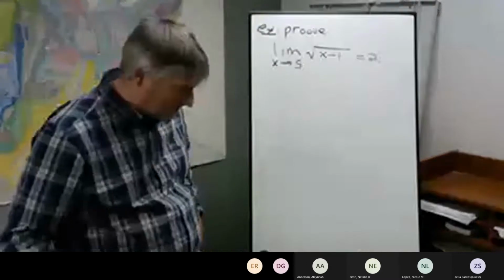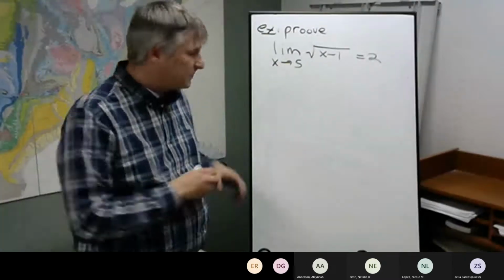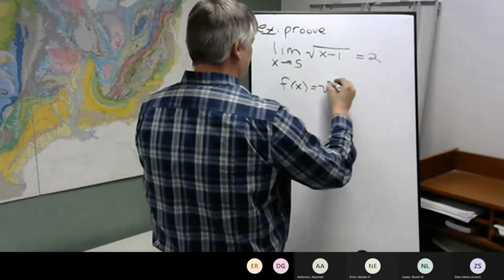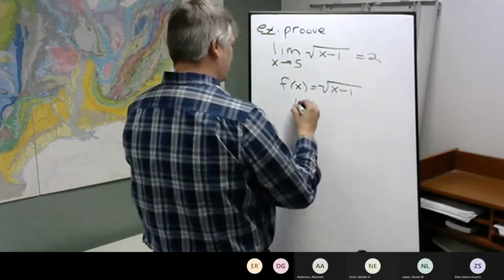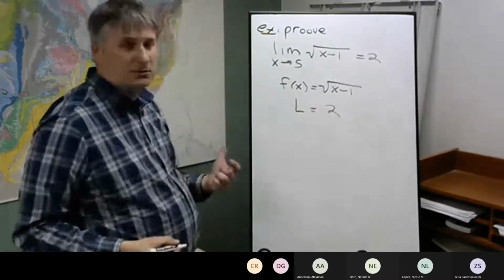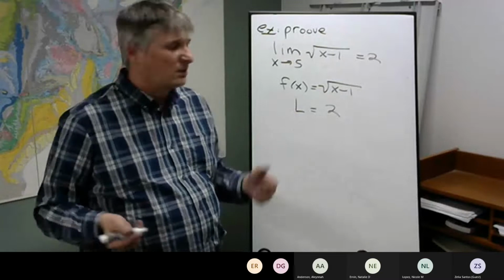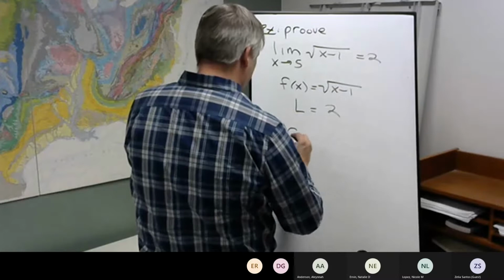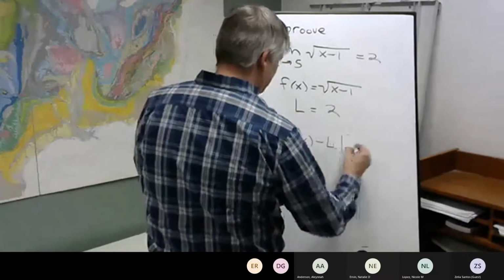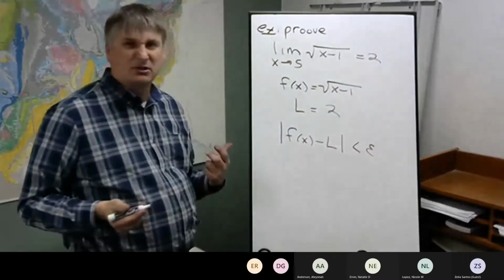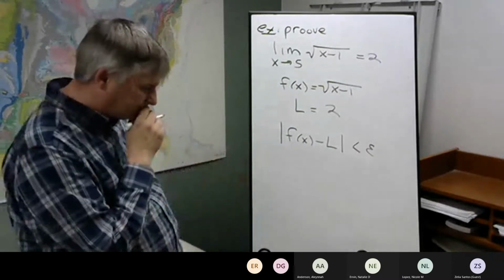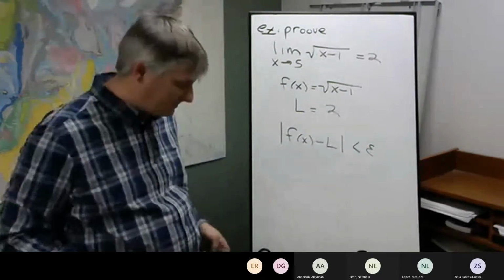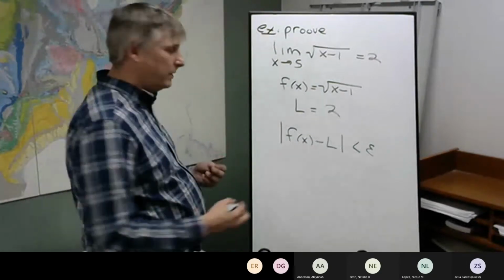So we're going to do the same thing. We're going to start out with f of x, square root of x minus 1, L is equal to 2. We're just going to see if this works. So we have |f of x minus L| less than some epsilon. We just choose epsilon, arbitrarily small. And we're going to try to look for |x minus c|. We're going to do it kind of in an unusual way.